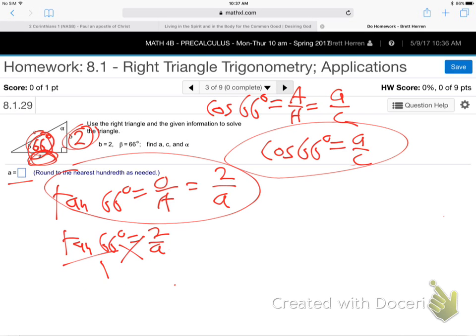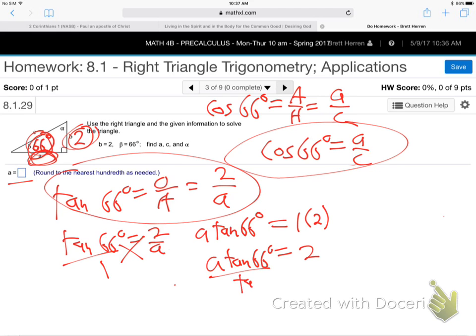I would put this over 1 and go diagonal, because you got to get that a out of the denominator if you're trying to solve for it. So then you would get a tan 66. I wouldn't get the number for tan 66 yet; I'd wait till the end. That equals 1 times 2. Everybody see what I did there? Just diagonal, cross multiply. Now you can get the a alone. Now a tan 66 is 2. Divide by the tan of 66. There we go. A is 2 over tan 66. Now just hit the buttons on your calculator, round to the hundredth, two places, and you got your answer.